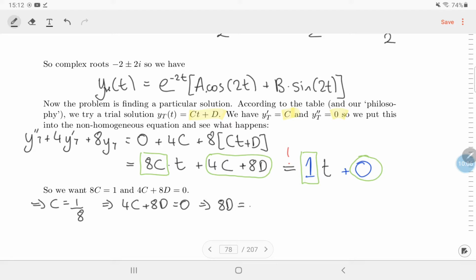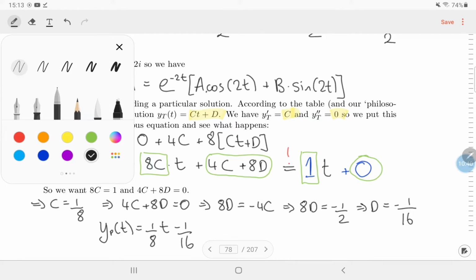8d is equal to minus 4c, but c is equal to 1/8, so 8d is equal to minus 4 times 1/8, which is minus a half. Now if I want to solve for d, I divide both sides by 8, so d is equal to minus 1 over 16. So if c is equal to 1/8 and d is equal to minus 1 over 16, I have a particular solution. I think I'll write that down here. So the particular solution is 1/8 t minus 1/16.